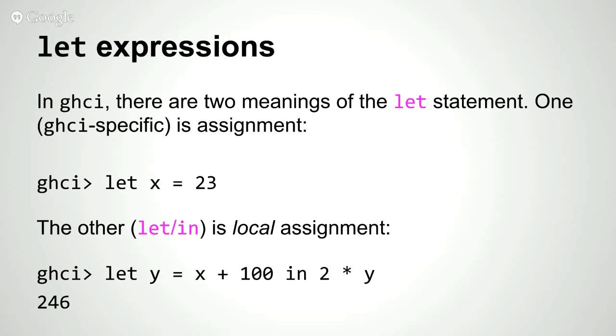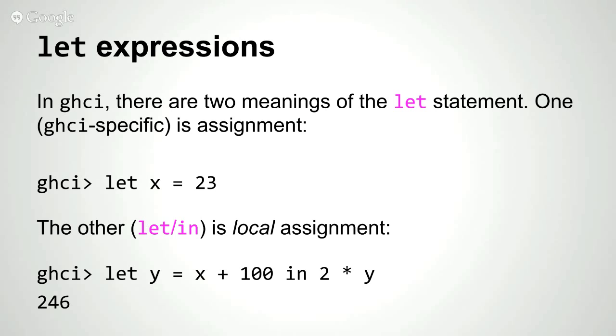We have let expressions in Haskell. In GHCi, there are actually two meanings of the let statement. The first is assignment, and that is global to the GHCi session. So you do let x equal 23, and x is going to be 23. The other is local assignment.